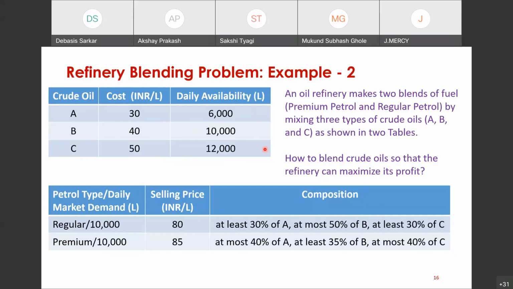Can you quickly tell me how many decision variables I should choose? How many decision variables will there be?